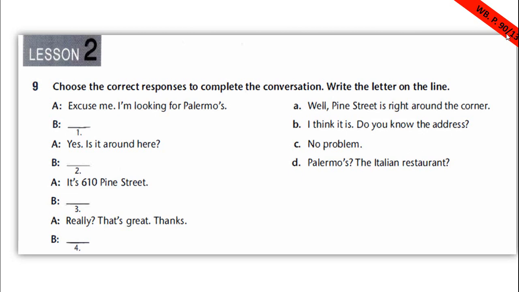So let's read together. Number 1. Excuse me, I'm looking for Palermo's. Okay, this is a place. What will be the answer? Can you read the answer? Well, B, I think it is no. C, no problem. Yeah, Palermo's.